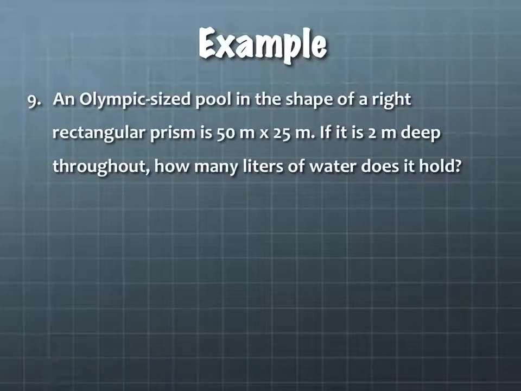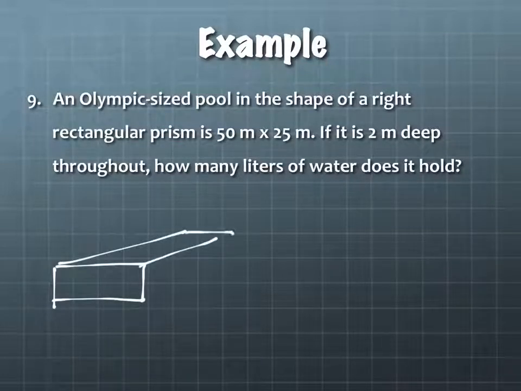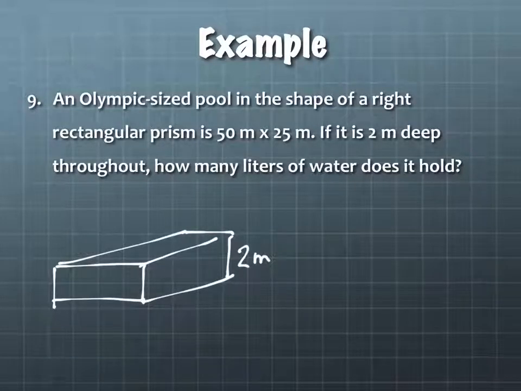Example number 9 talks about actually finding a quantity. So this is an Olympic-sized pool in the shape of a right rectangular prism. If it is 2 meters deep throughout, how many liters of water does it hold? It says it's a right rectangular prism, so we're going to try and draw this. No promises on it looking super good, but this is a rough estimate. We're going to have a length, width, and height. It says it's 2 meters deep throughout, so that's this distance. It's 50 meters by 25 meters, so we'll call this the 25, or flip them around, and this one would be my 50. And we want to know how many liters of water that is.